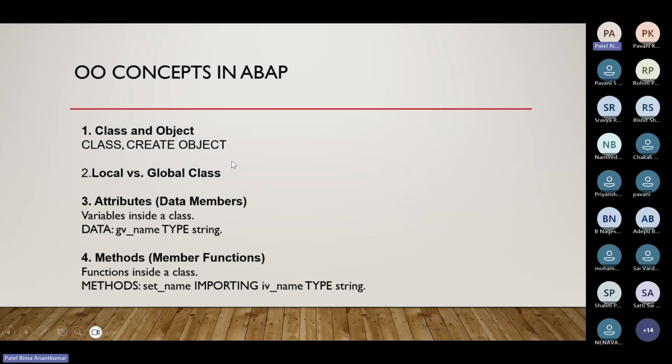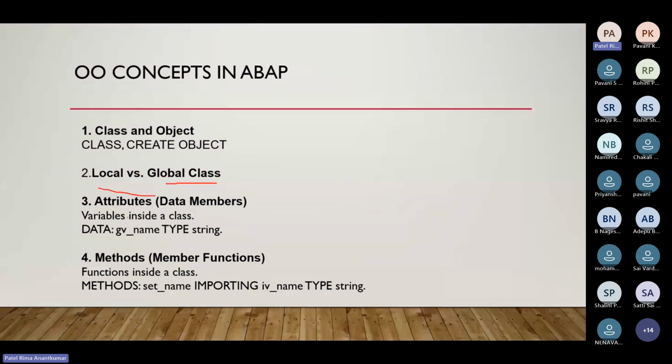So it is all about the accessibility of the class, right? So global class you can access from anywhere. Local class will be accessed inside that particular global class only, right? So we are going to discuss that also, how we can work with local and global classes in ABAP.